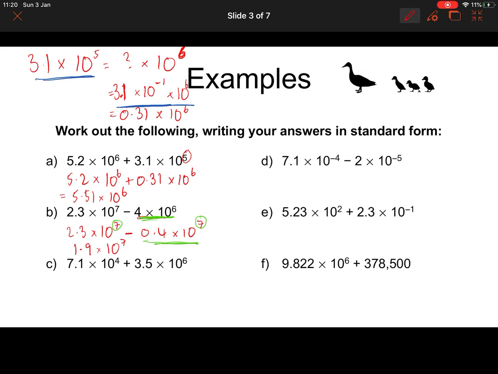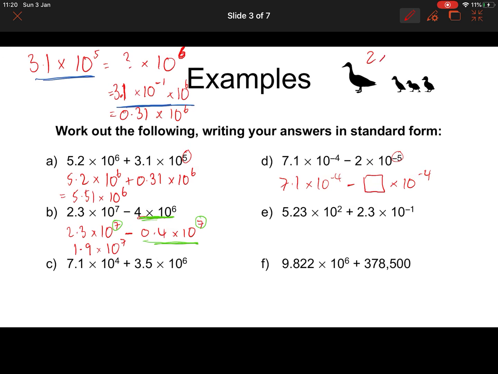Let's go for D. Now this is trickier. Are we going to change this to a minus 5 or are we going to change this to a minus 4? Well, it doesn't actually matter. I'm going to change this to a minus 4. So I'm going to do 7.1 times 10 to the minus 4 minus, just going to put a box there, minus something times 10 to the minus 4.